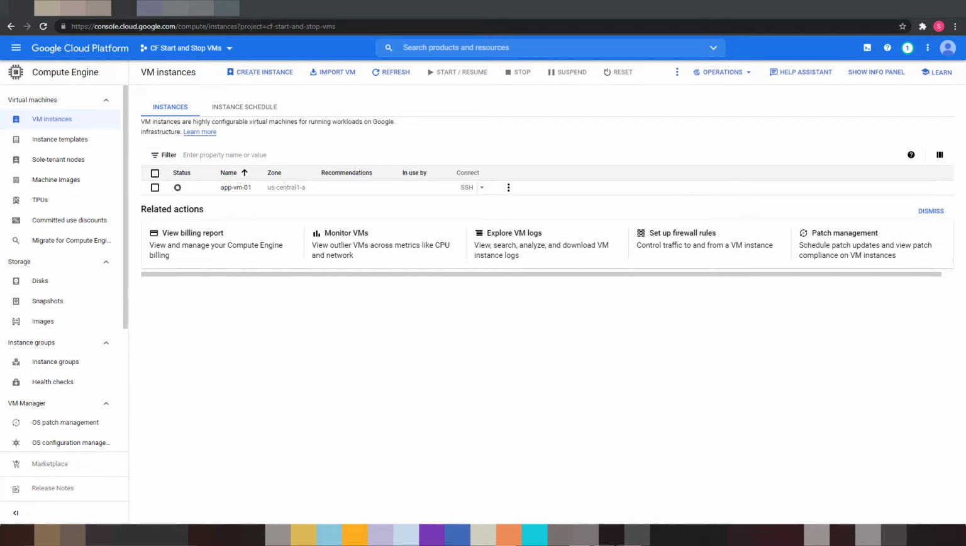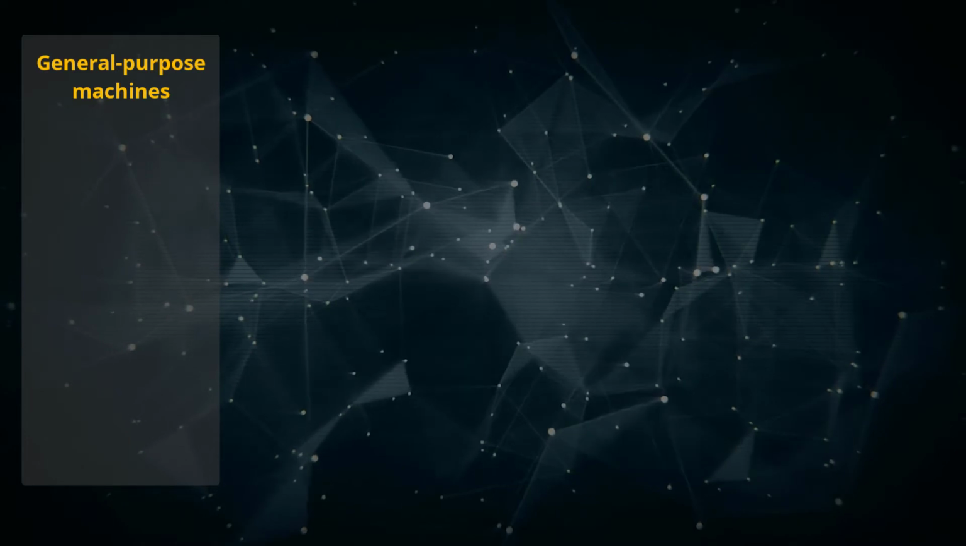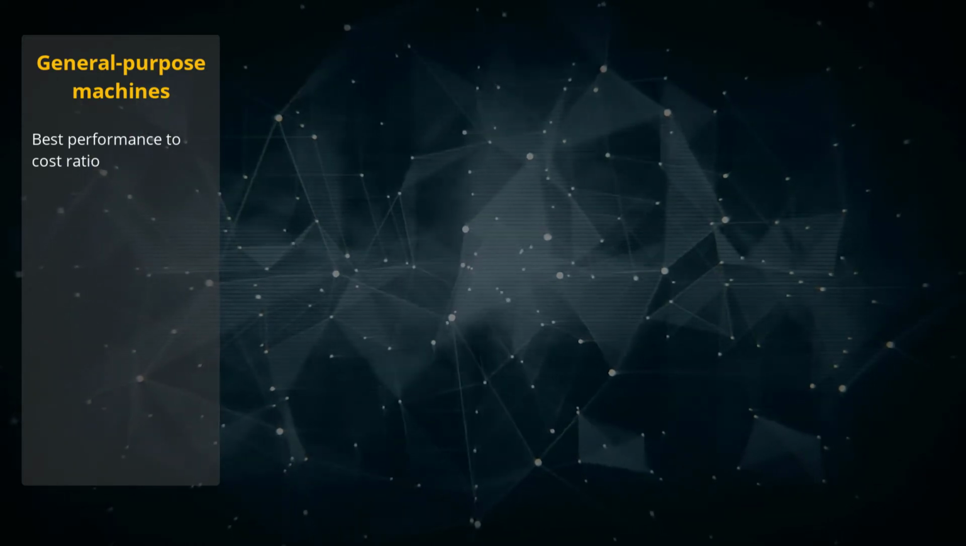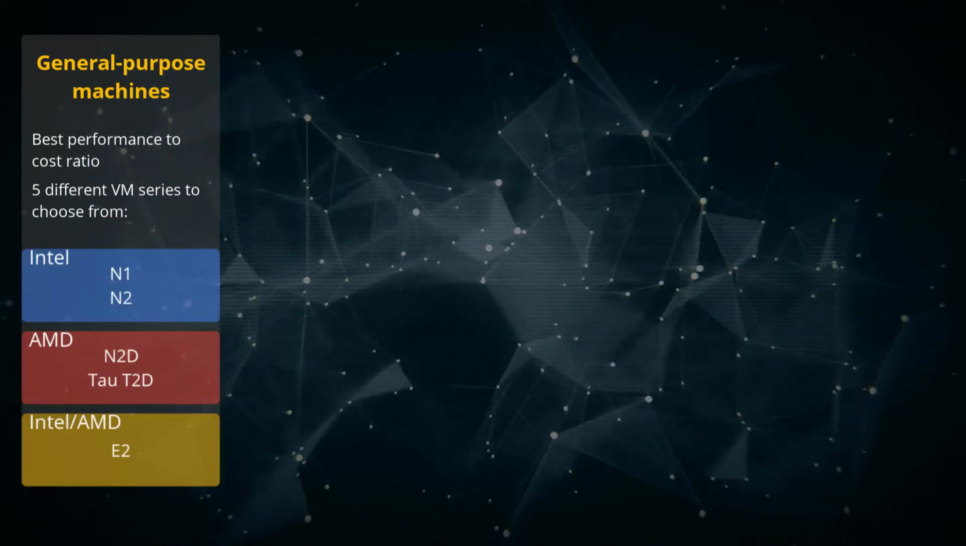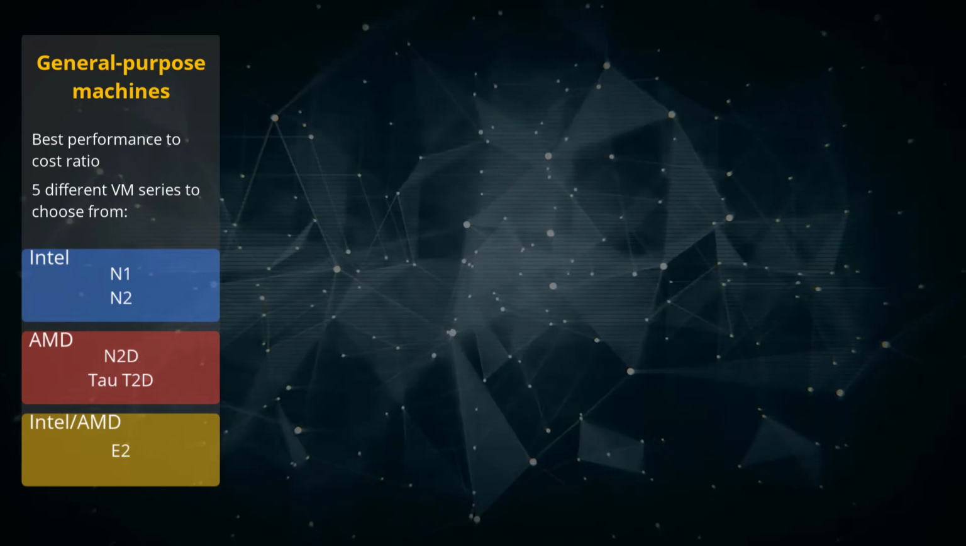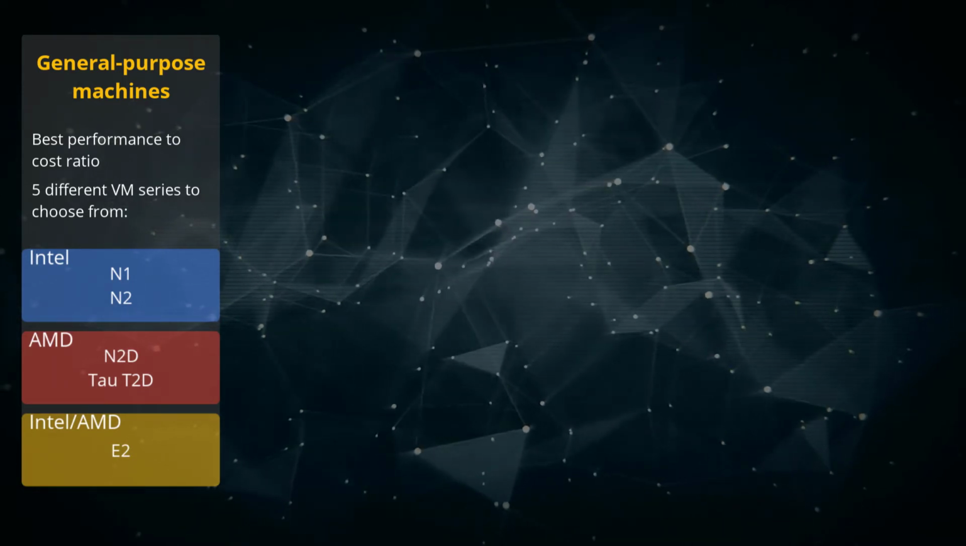So in order to make this as simple as possible, I will now go through the four main types of machine families in GCP. From there, I will go on to explain the differences between the VM types in these families. So first of all, you have the most common VM type, the general purpose machines or general purpose VMs. These VMs offer the best price and performance ratio for a variety of workloads. There are 5 different series of VMs in this family. 2 of them are pure Intel and 2 of these are pure AMD. And the last one actually uses a mix of AMD and Intel platforms and CPUs.